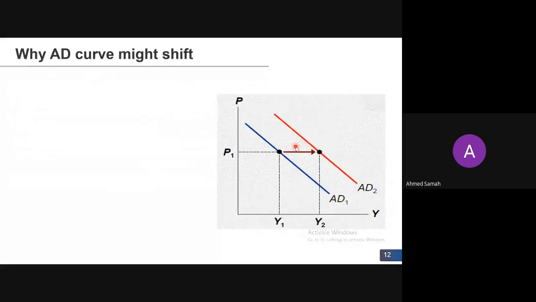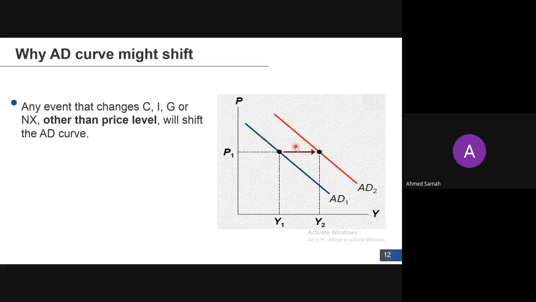So just now I talked about the reasons why there is a movement along the aggregate demand curve. So how and why can the aggregate demand curve shift? Shift means that when there is an event that changes consumption, investment, government expenditure, and net exports other than price level, it will shift the aggregate demand curve. So if consumption, investment, government expenditure and net exports change, then there will be a shift in the aggregate demand curve.